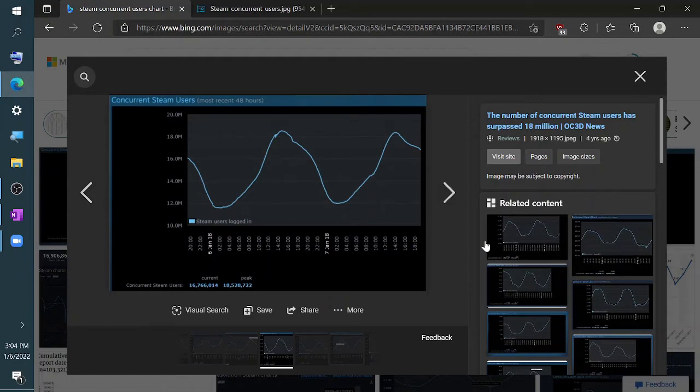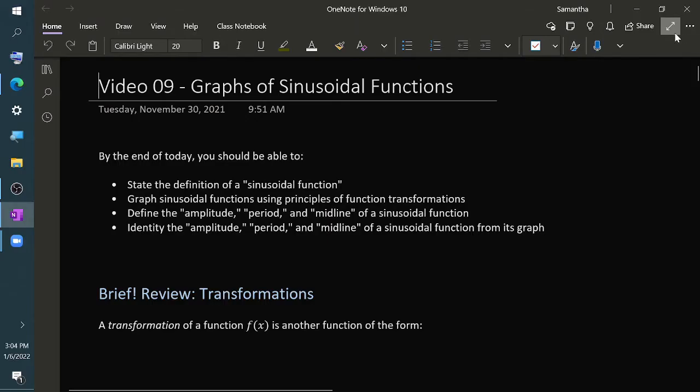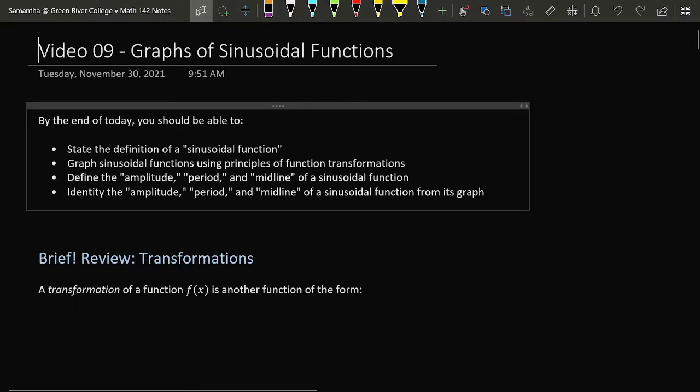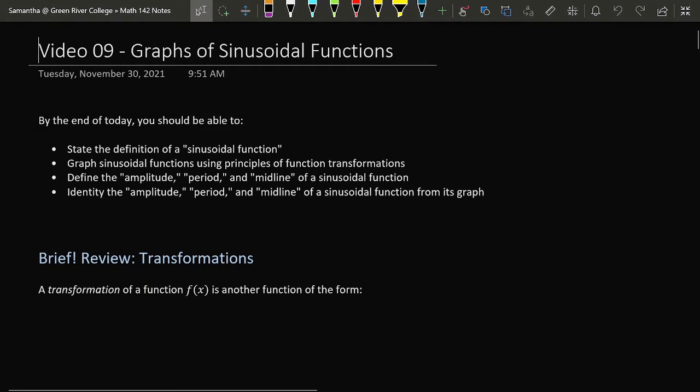And this is the kind of thing that we will be studying over the next couple of days. Real-world quantities which, when charted, begin to create a pattern that looks very, very similar to the graphs of the sine and cosine functions. Goal for today is to state the definition of what is called a sinusoidal function. We're going to graph sinusoidal functions. We're going to define what's called the period, amplitude, and midline of a sinusoidal function, and we're going to identify the values of those three objects by looking at the graph of a sinusoidal function.